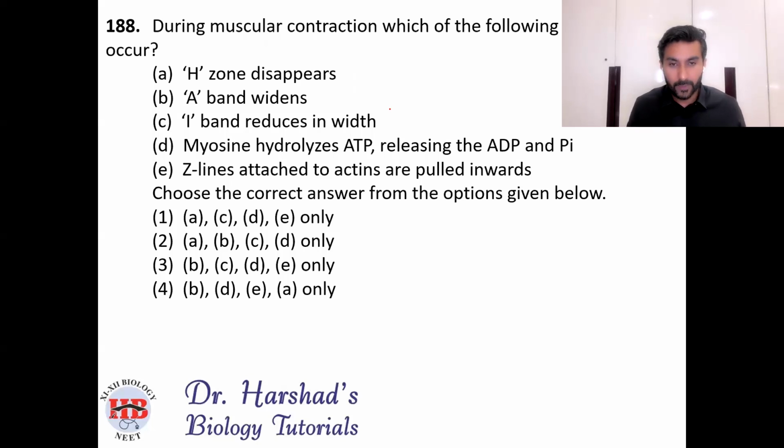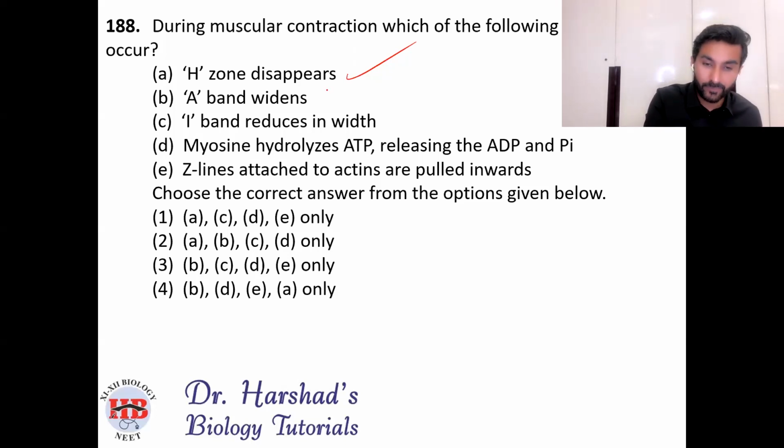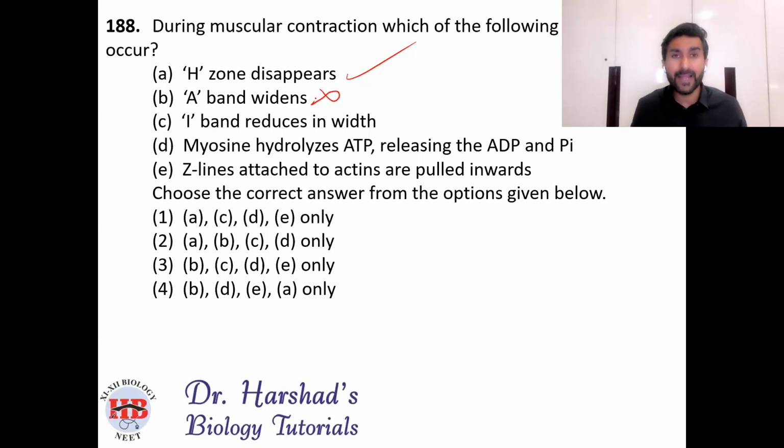Which of the following events occur during muscular contraction? H zone disappears. Yes, the 2 actin filaments come closer, so H zone would disappear. A band widens. If you remember, A band, which is your dark band, does not change in length, so that's wrong. I band reduces in width. Yes, it does, because your actin filaments move.